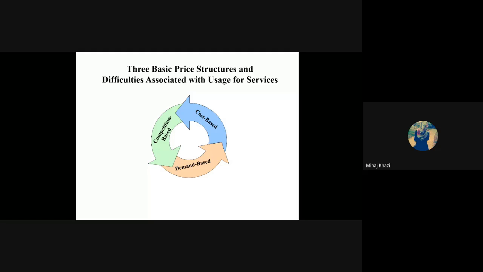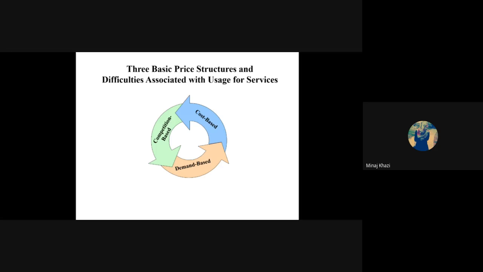Again, if you are taking a higher price or lower price, you are not thinking more about the customer, you are thinking more about your competitor, what he is doing. Even that is a challenge if you are looking into the customer's point of view. And the last one is demand based pricing. What is demand based pricing?